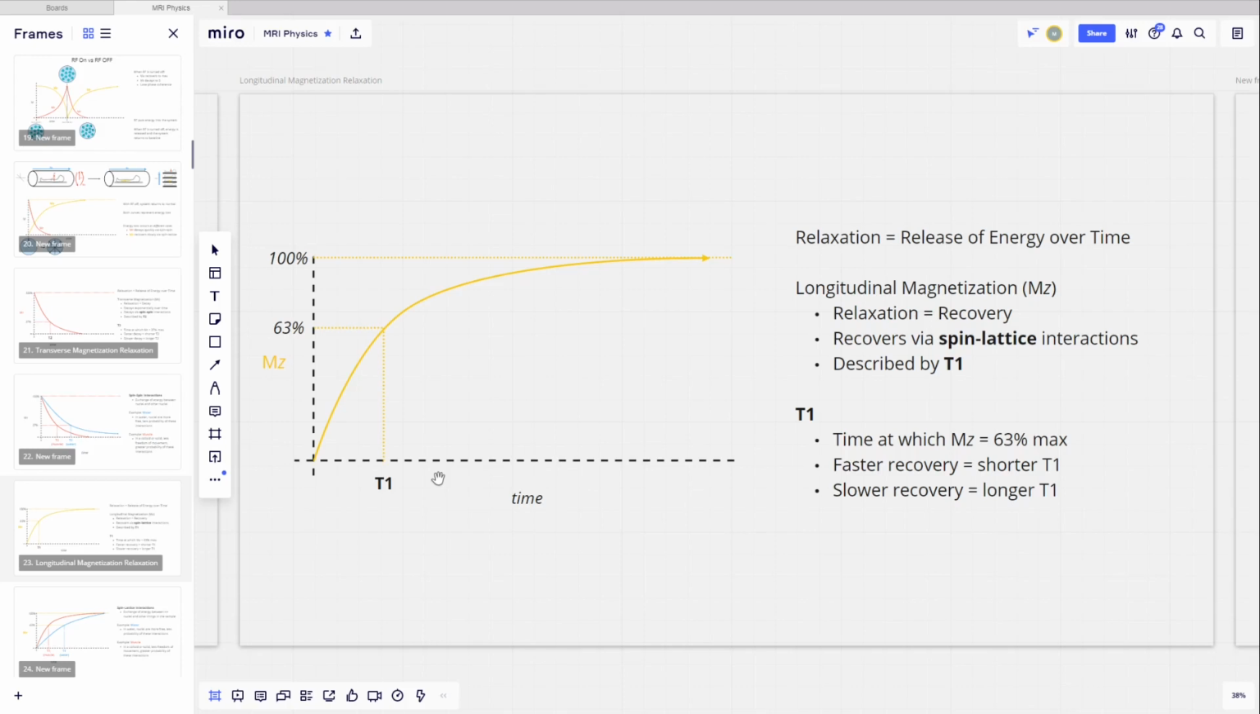So we can kind of prove to ourselves that, well, if something is recovering faster, if it's able to hand off energy faster through these spin-lattice interactions, it's going to have a shorter T1, right? Because it's going to get to this level quicker. So your time is going to be shorter. And on the other hand, if it's not so great at getting rid of energy through these spin-lattice interactions, you're going to have a smaller slope to your curve. It's going to take longer for it to reach its maximum, and your T1 is going to be longer. It's going to take more time to get to 63%.